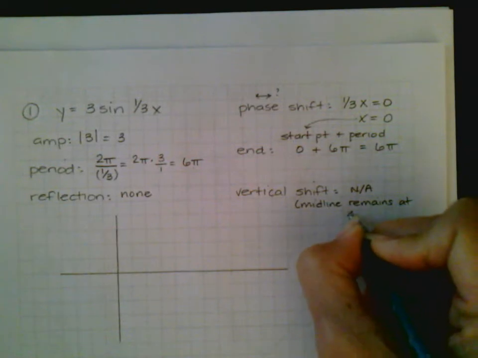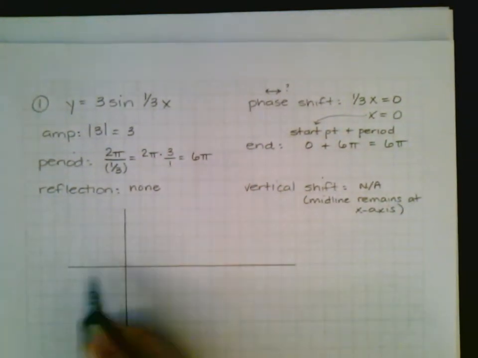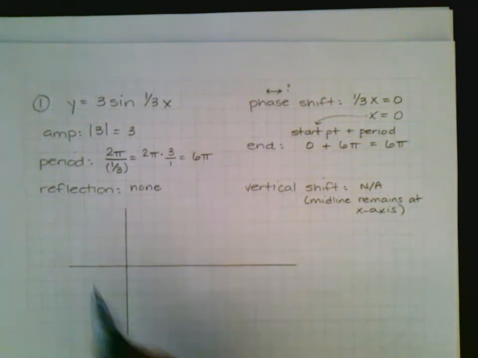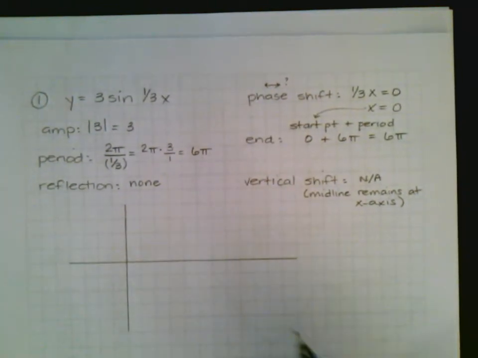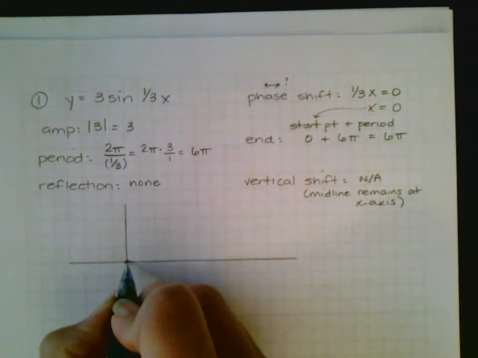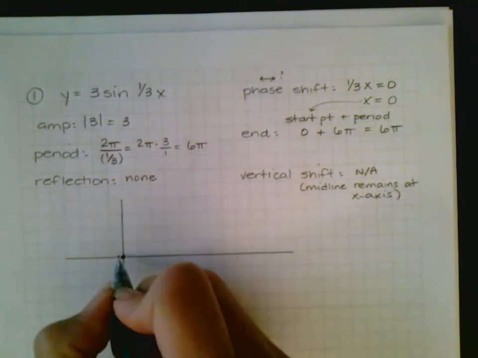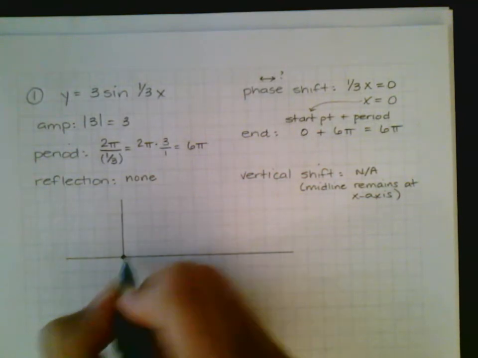At the x-axis. It's not going to go up or down anywhere. Alright, so it's going to stay right here. So let's start. I know that my graph started at 0, so I'm going to put a 0 right here. That's x equals 0. Okay? I know my amp value is going to be a 3.